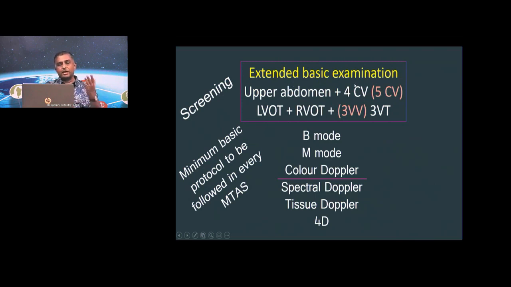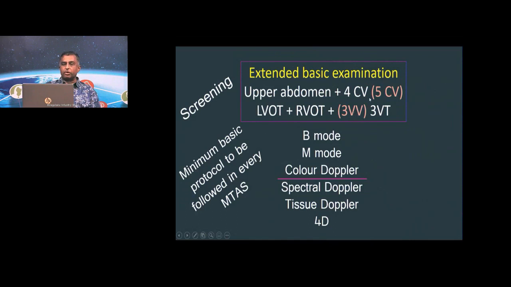Now, how do you extend it? It is by looking at the upper abdomen, 4-chamber view, LVOT, RVOT, and the 3-vessel view. I've put all these in white. You also have the 5-chamber view, which you get when you go from 4-chamber view to 3-vessel trachea view. You get your 5-chamber view and the 3-vessel view en route from 4-chamber to the 3-vessel trachea view.